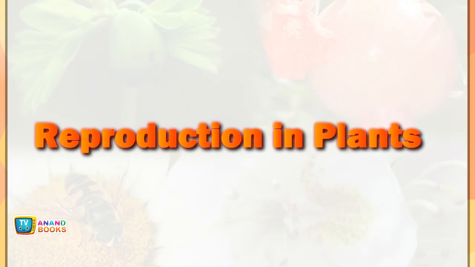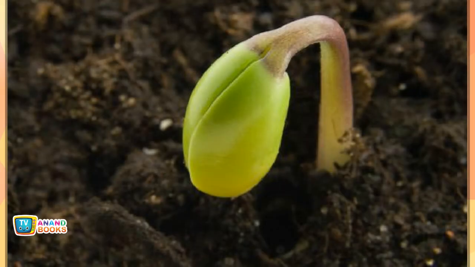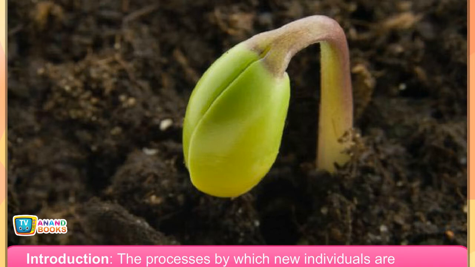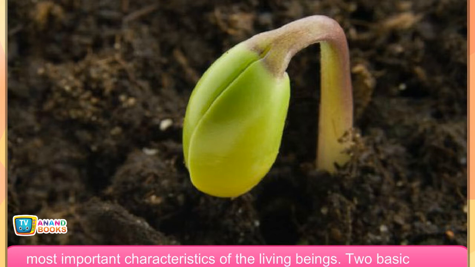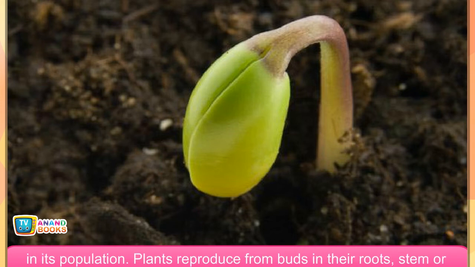Chapter 11. Reproduction in Plants. Introduction. The processes by which new individuals are produced from parents is known as reproduction. It is one of the most important characteristics of living beings. Two basic objectives of reproduction are continuity of a species and increase in its population.